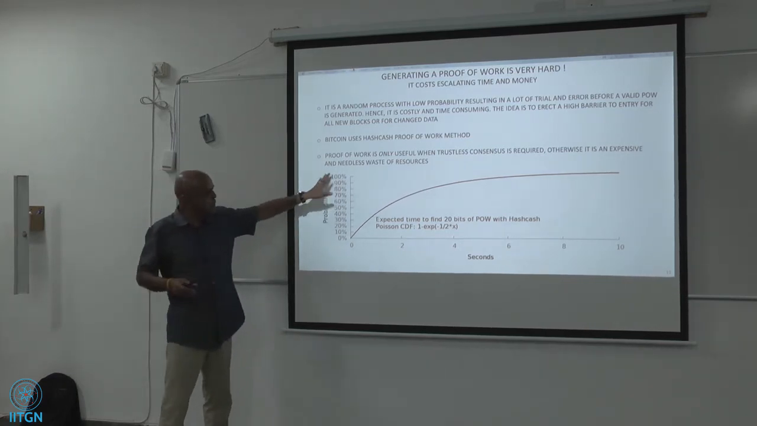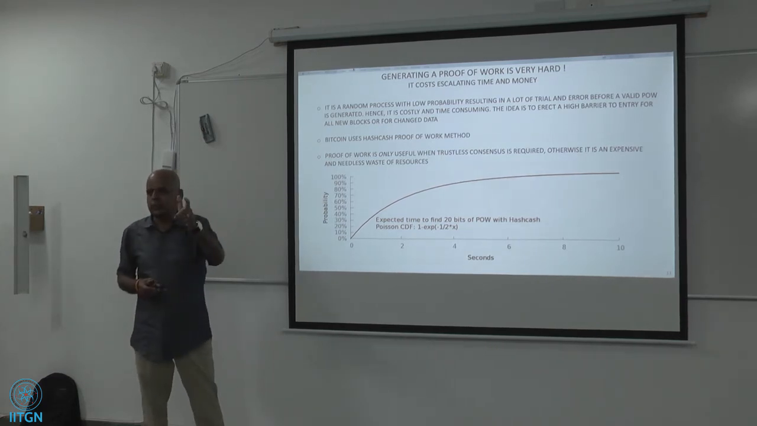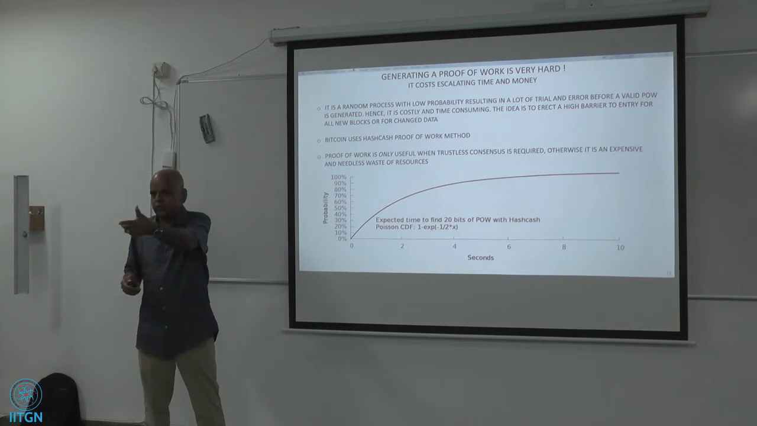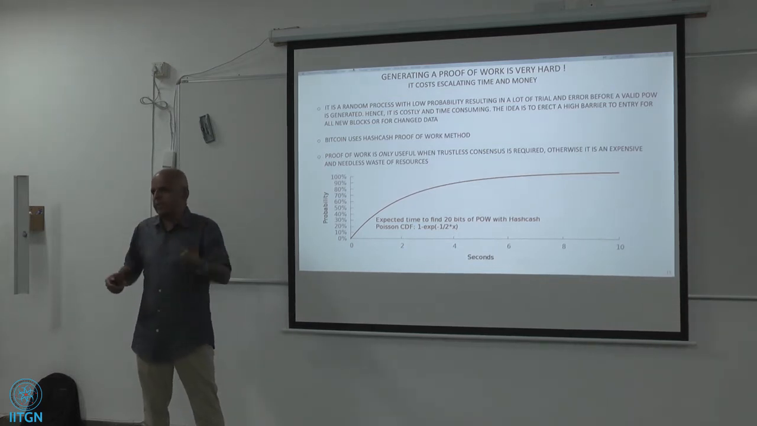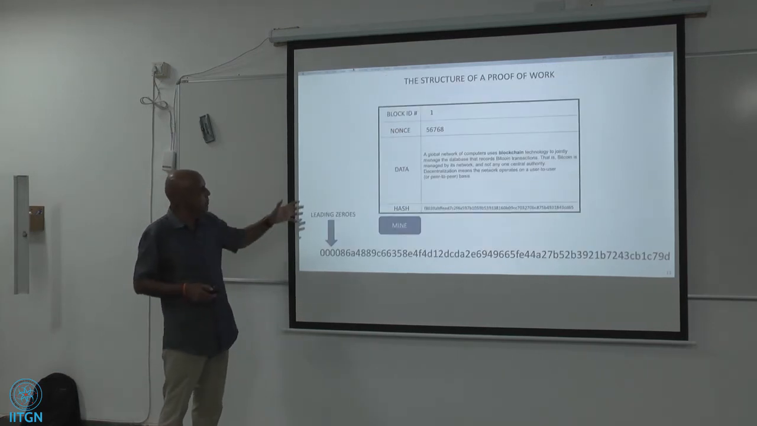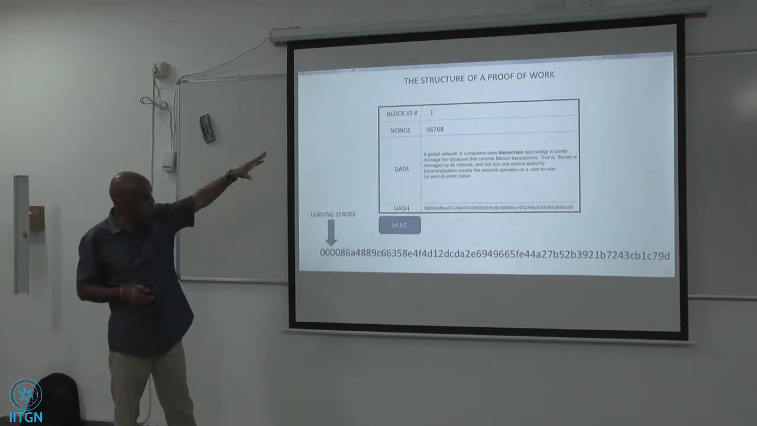So proof of work, I already talked about it. The proof of work is required only when you want to establish a trustless environment, trustless consensus. You don't need that if the trust is already there. If there are two people using an application, guess what? You don't need any trustless consensus. Now, the structure of the proof of work.